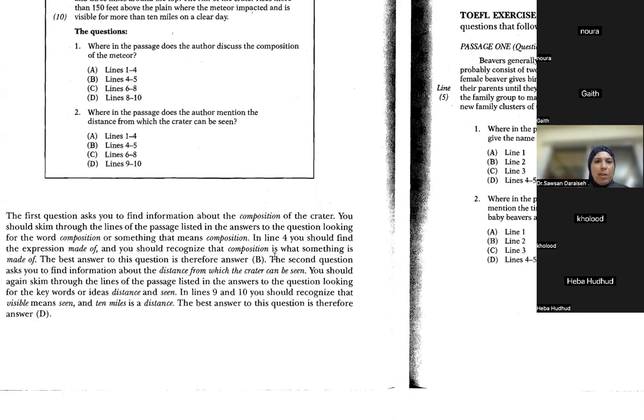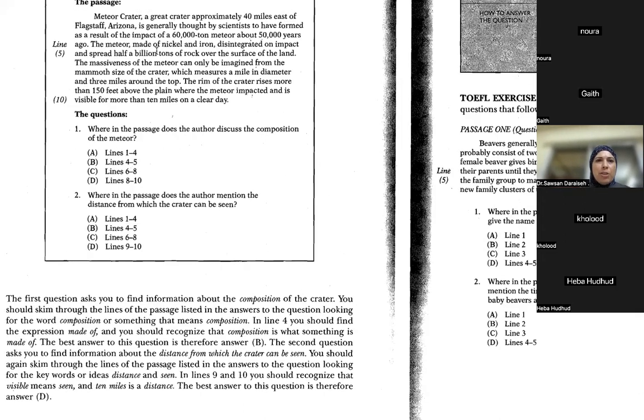Here we have D and here we have B, so they are correct. The first question asks you to find information about the composition of the crater. You should skim through the lines of the passage listed in the answers, looking for the word composition or something that means composition. So in line 4, you should find the expression made of. Made of means composition. Made of nickel and iron, that's the composition.